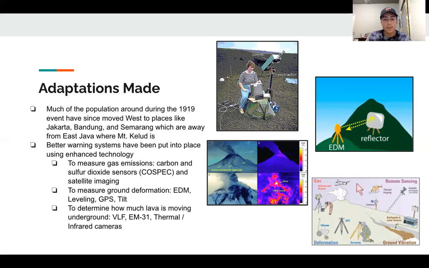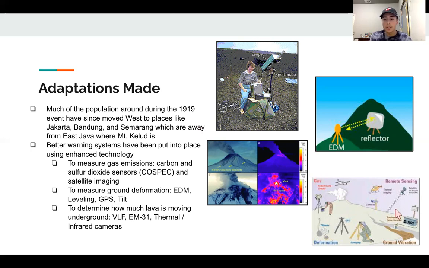And to measure ground deformation, we see a lot of different tools being used: EDM, leveling, GPS, and tilt. EDM is kind of like a surveying tool. They're reflecting back to the device using a mirror, which is kind of interesting, making sure that the ground isn't swelling, which is usually indicative of volcanic activity underneath, and determining how much lava is moving underground. There's also VLF, EM31, and thermal cameras. I showed a picture of what a thermal camera would look like, and how they're using it to measure temperature with a camera, which is interesting.